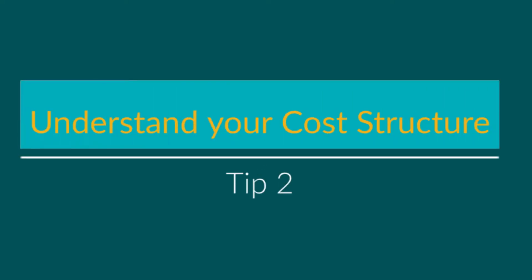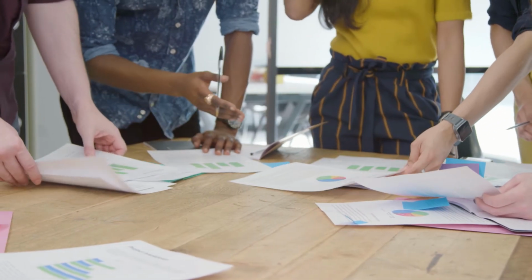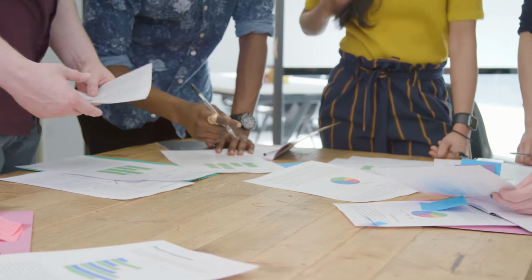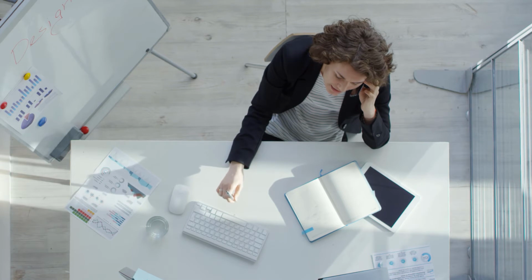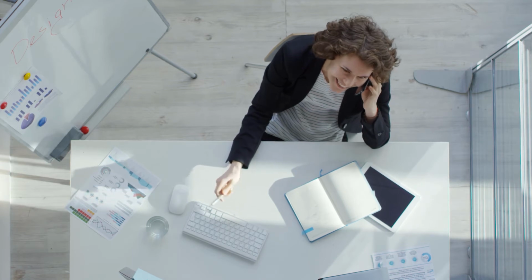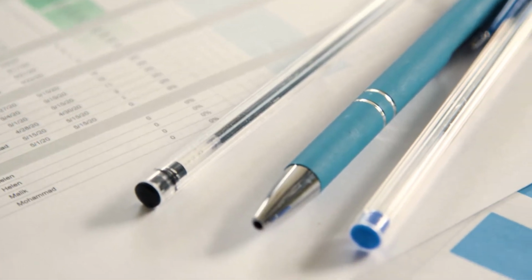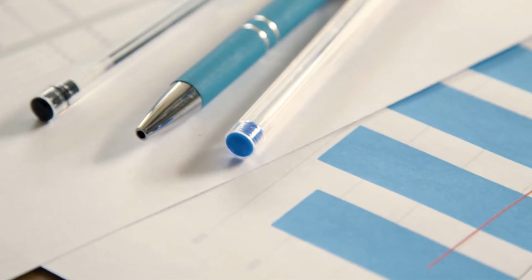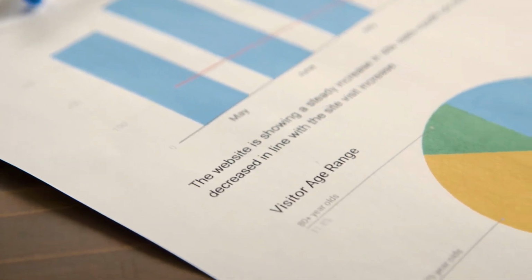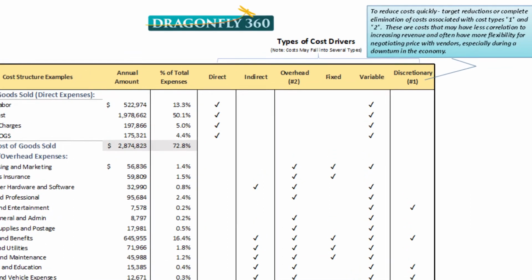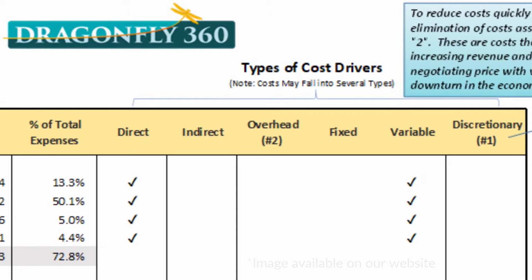Secondly, understand your cost structure. A company's cost structure consists of different elements impacting a company's overall profitability. Understanding what actions drive up your costs is an important step in eliminating or reducing expenses. Each expense type may have multiple elements and different relationships to total revenues and profitability. In this chart, we identify these elements as types of cost drivers.